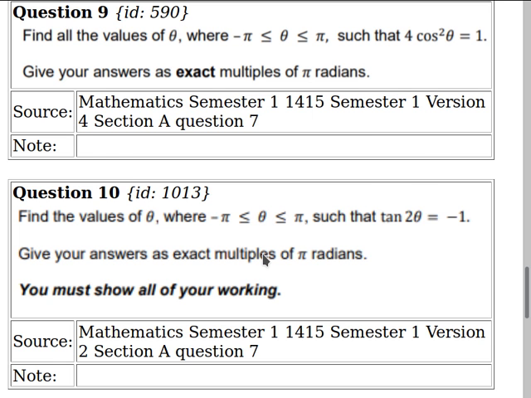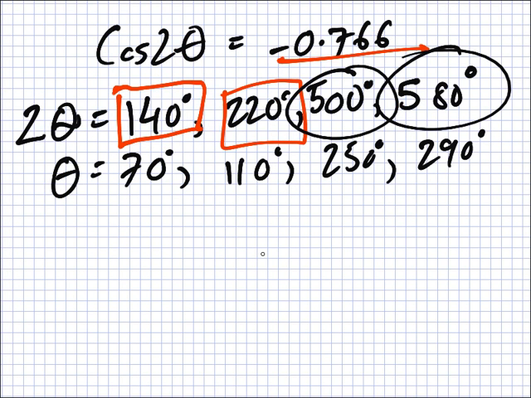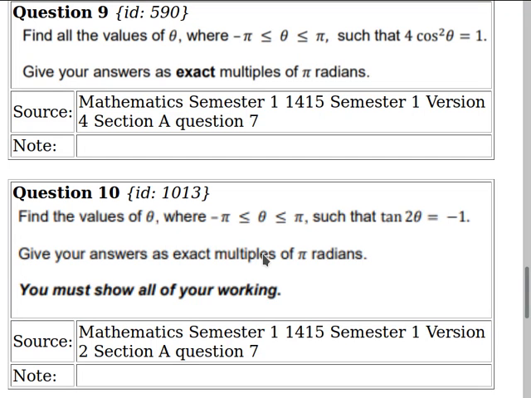Can I look at what we got? Yeah? Which question?